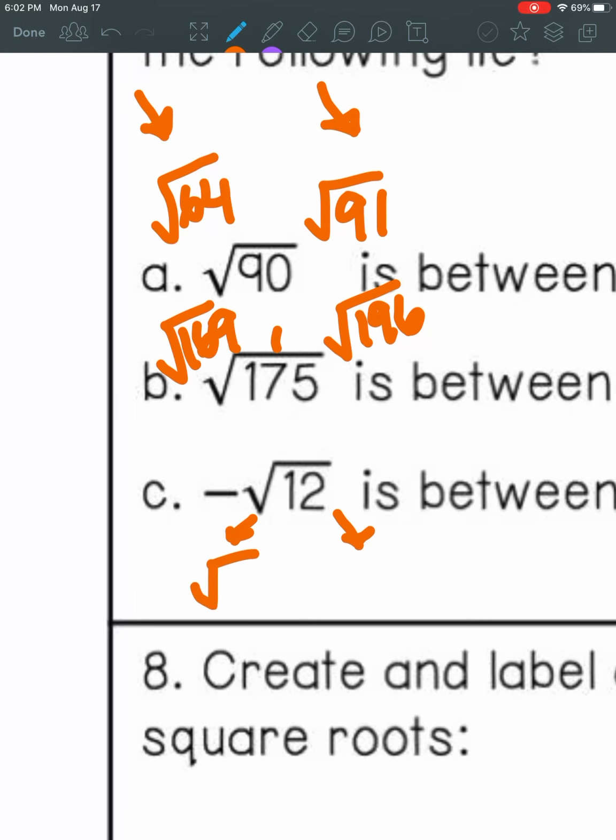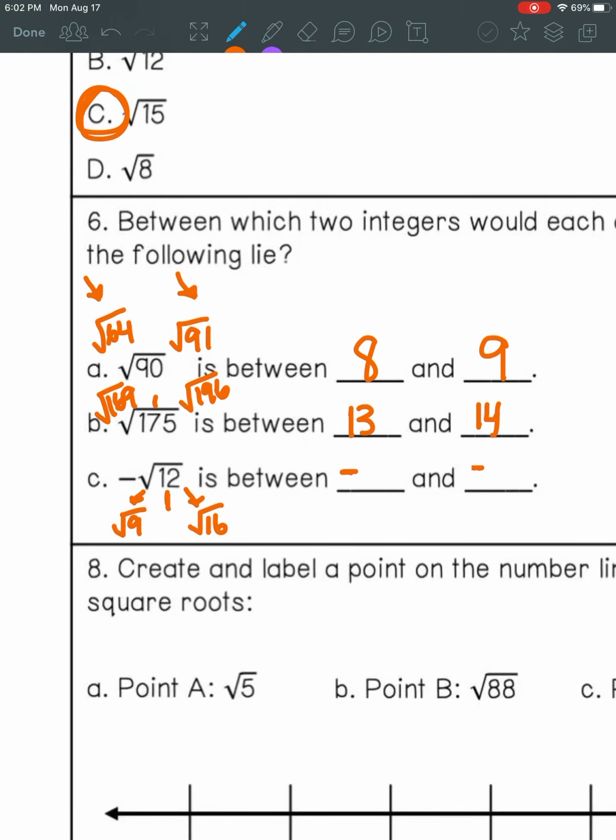We've got 3 times 3 is the square root of 9, and then 4 times 4, so square root of 16, and 12 falls in between those. So we know the square root of 9 is 3, but we have that negative in front of it. So we've got it somewhere between -3 and -4.